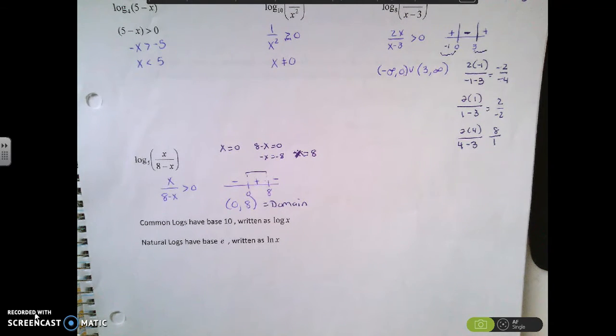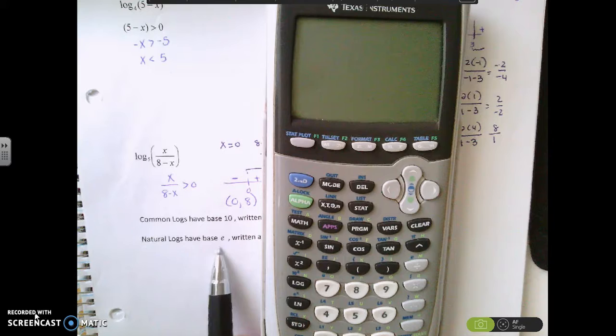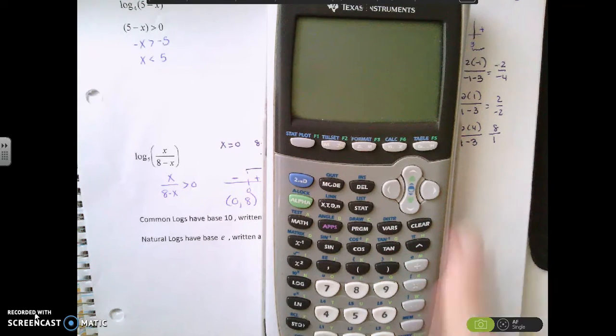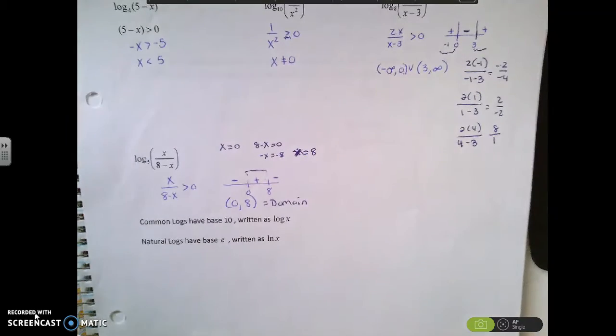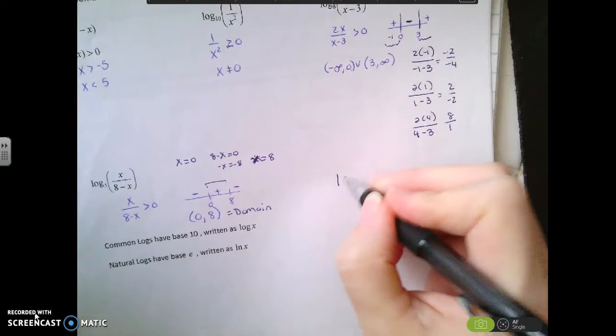Again, the button on our calculator that just says log over here, that is a base 10 log. And then natural logs have a base of e, so natural logs are the ln. So anytime we have something that is a base of e, then we'll do that. Let's go back and do one more domain problem.